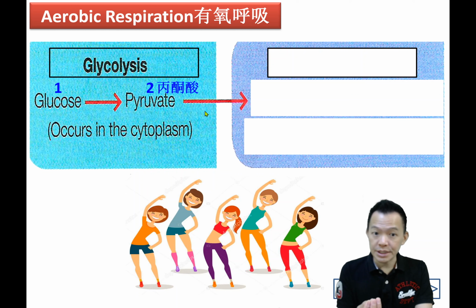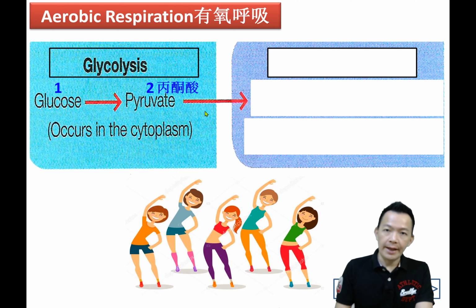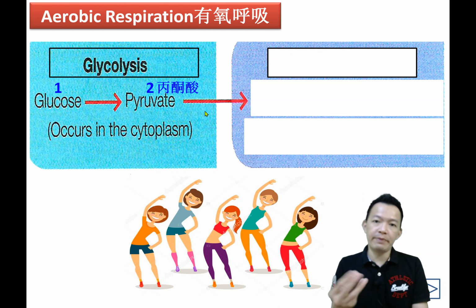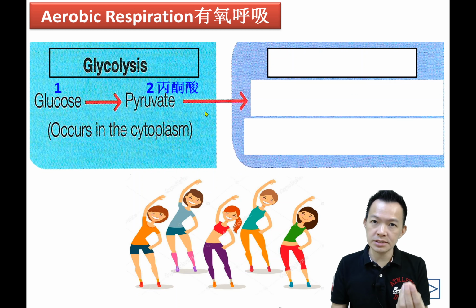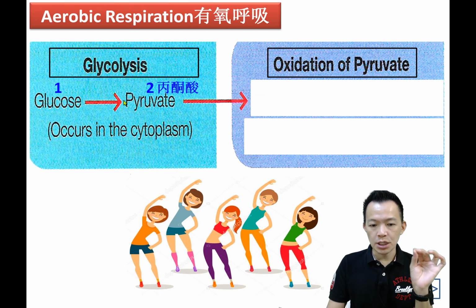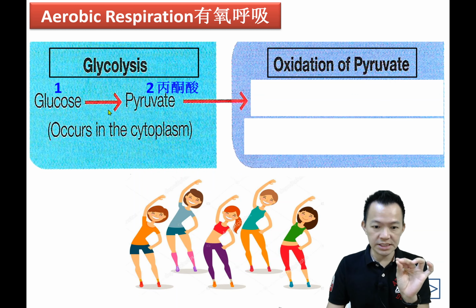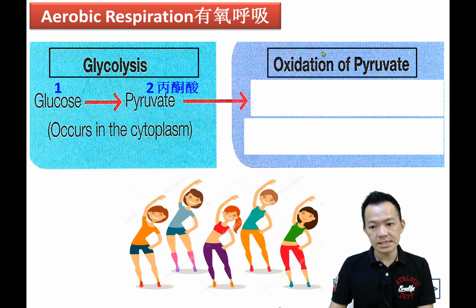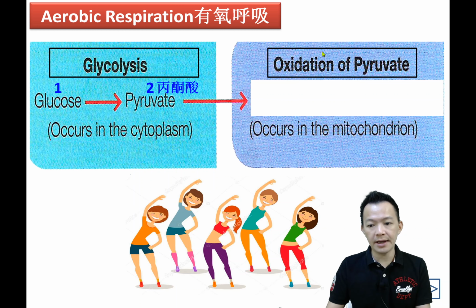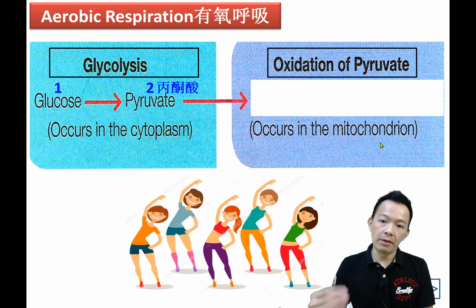But after glycolysis, after the glucose becomes pyruvate, what happens? The pyruvate is going to be further oxidized, but the process does not occur in the cytoplasm anymore. The process will continue in the mitochondria, which we have talked about before. So glycolysis breaks down glucose to become pyruvate, and the pyruvate will be further oxidized in the mitochondria, or mitochondrion.